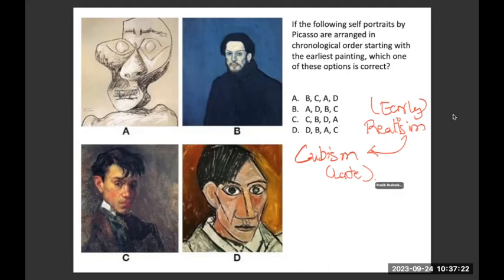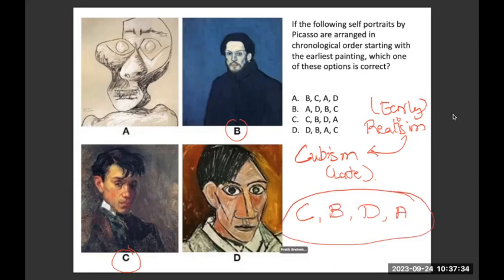So in this case, if I start drawing from that, C comes first, followed by B, followed by D, and then followed by A. So the correct sequence is this, and C is the option where I see this. Any doubts, any questions? This comes first, second, third, and then fourth in terms of chronology. So CBDA, which is seen in option C.